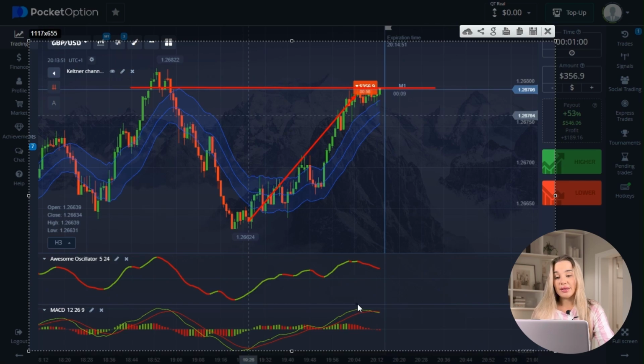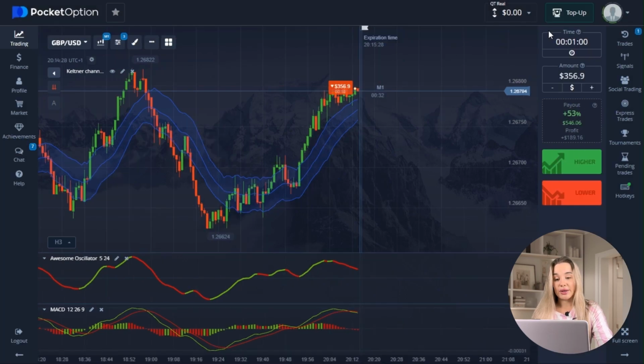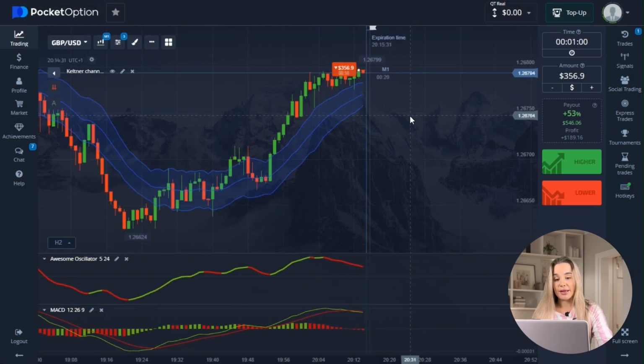The green line on the MACD has already crossed the red from above to below. The awesome oscillator also gives a clear signal. The red line is pointing down. But at this moment, the chart unreasonably jumped right to the resistance level. I expect there won't be a level breakout. There will be a correction, roughly to the Keltner channel's middle line.